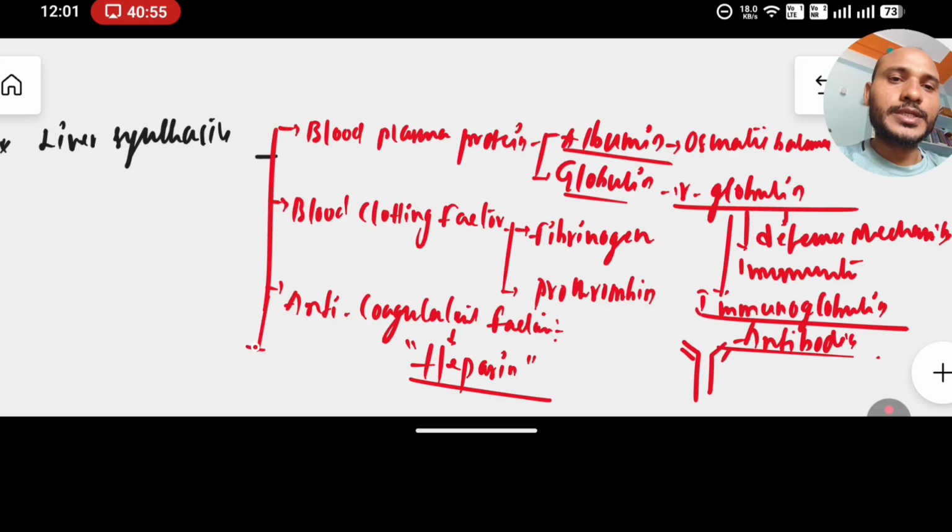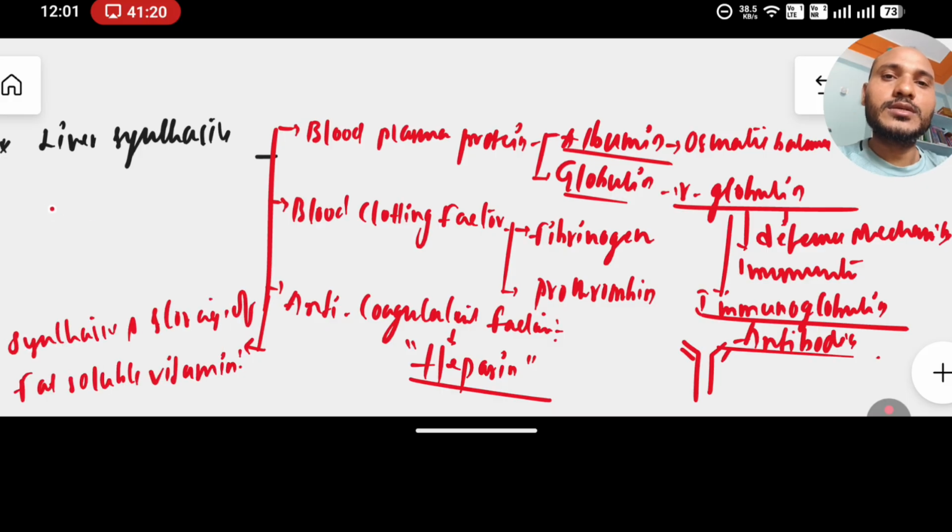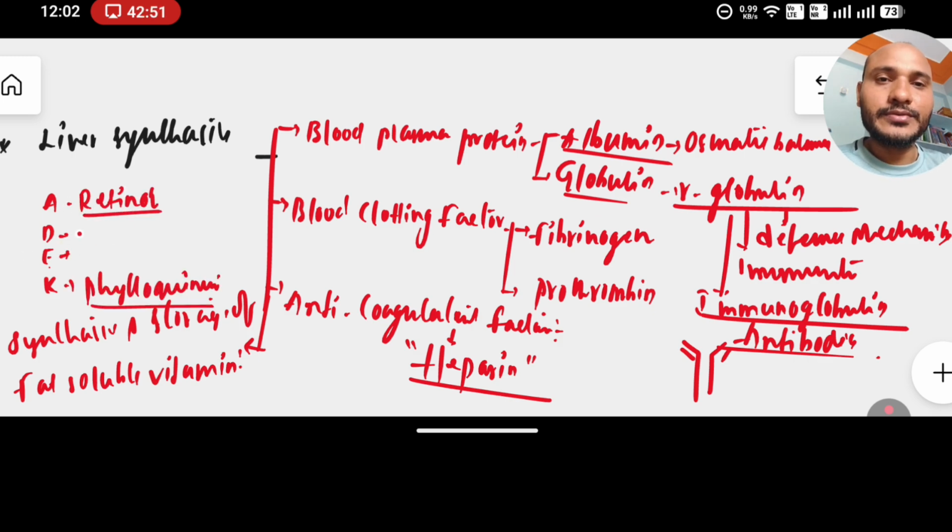And one more important function of the liver is that it helps in the synthesis and storage of fat soluble vitamins like A, D, E, K. Vitamin A is also called retinol, vitamin D is calciferol, E is tocopherol, and K is phylloquinone. These are the fat soluble vitamins. Their synthesis and storage occur in liver cells only.